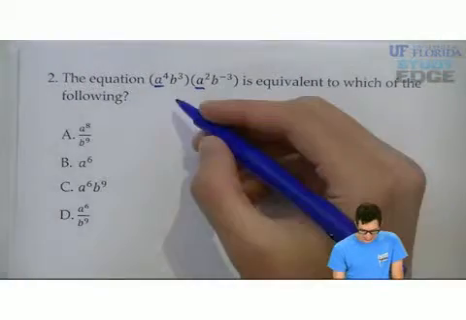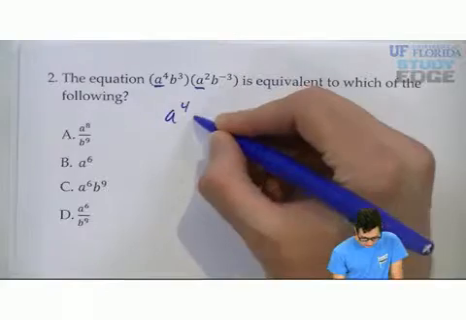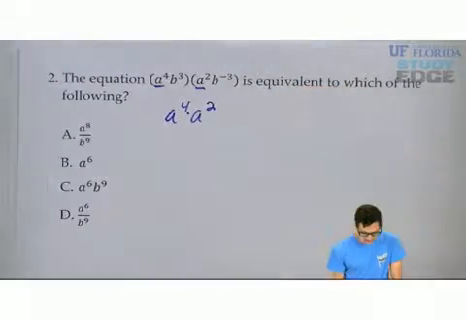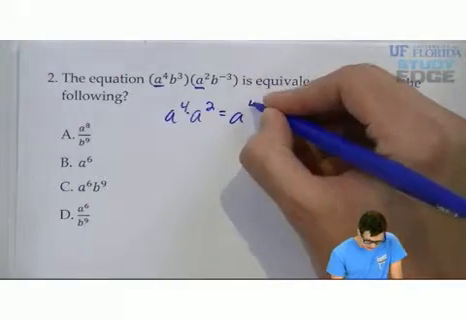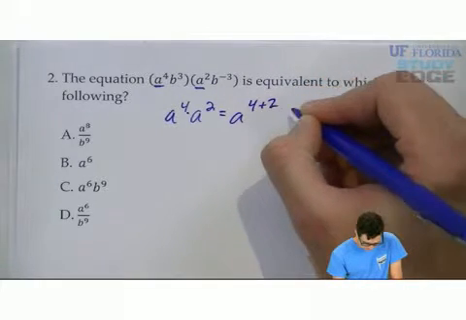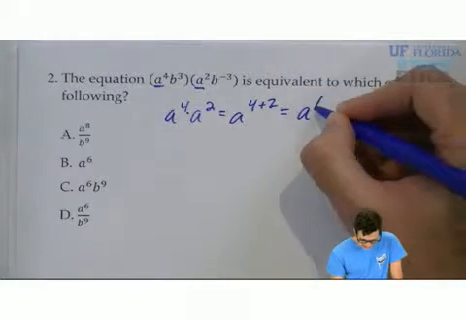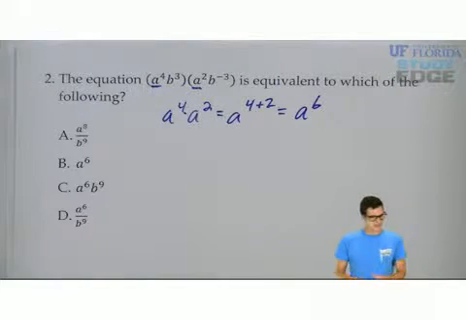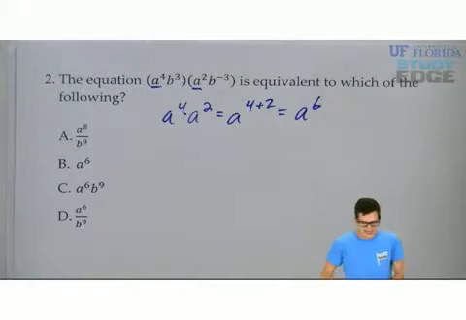All right, so we want to combine our a's together. We have a to the 4th times a squared. So let's add our exponents. That'll be 4 plus 2, and that gives us a to the 6th. All right, so that's it for the a's. Now let's go ahead and do the b's. It's going to be the same thing, same setup.